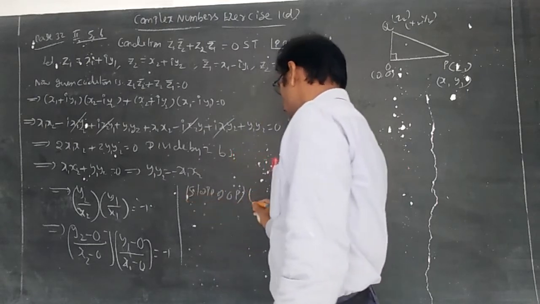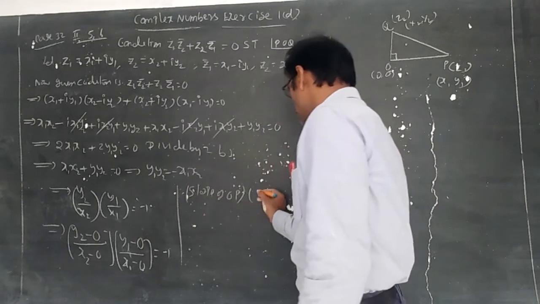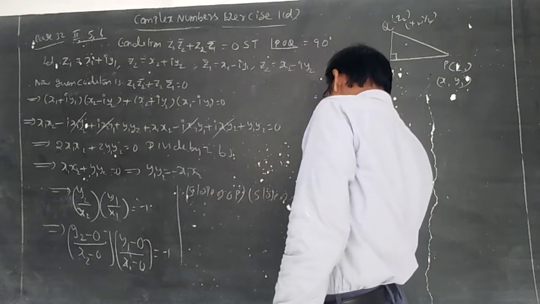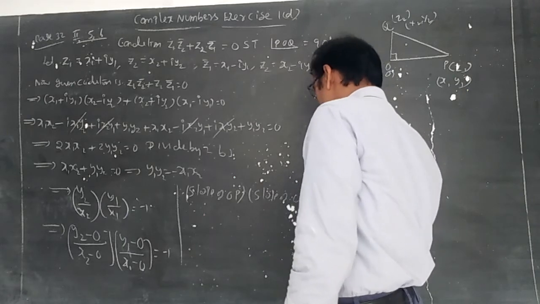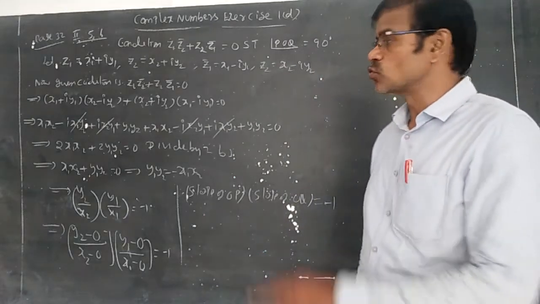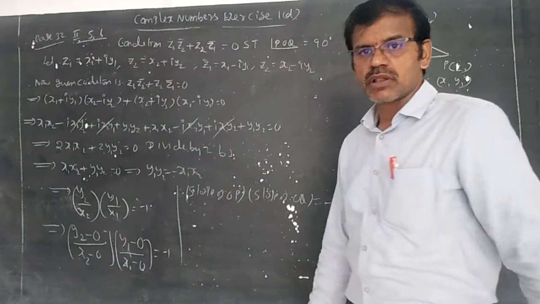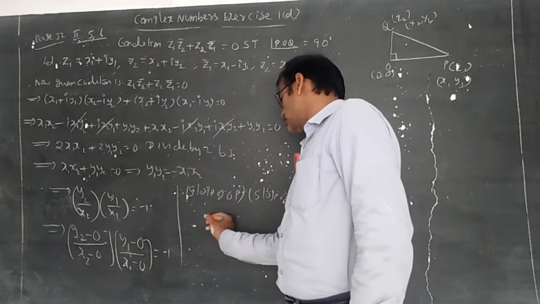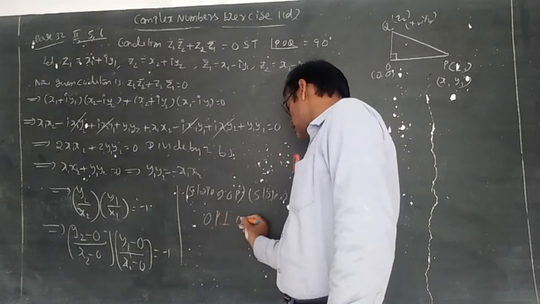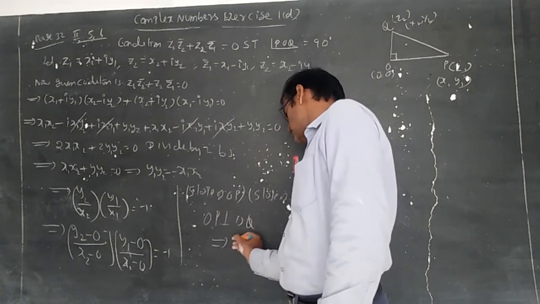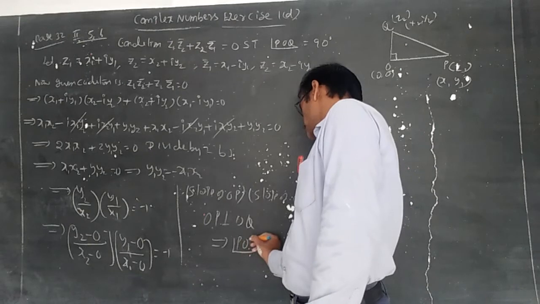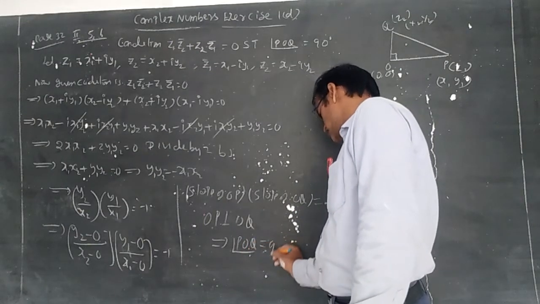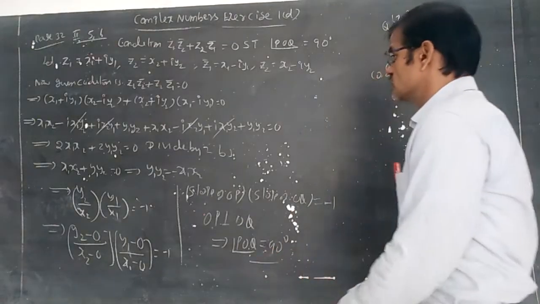So slope of OP into slope of OQ is equal to minus 1. Whenever the product of slopes of two lines is minus 1, they are said to be perpendicular. That implies OP is perpendicular to OQ. It is nothing but the angle between them is 90 degrees. So angle POQ is equal to 90 degrees.